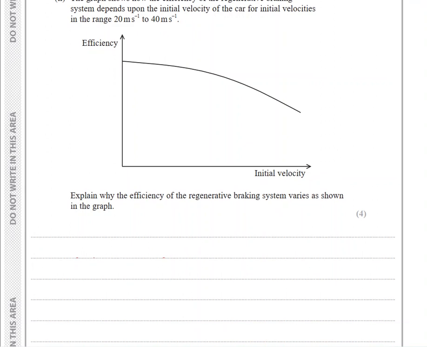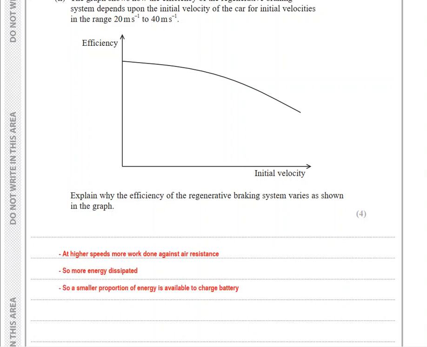So why does it vary, everybody? At higher speeds, more work is done against air resistance. So more energy is dissipated. A smaller proportion of the energy is available to charge the battery, and therefore the efficiency of the system is lower. As you increase the velocity, efficiency drops.